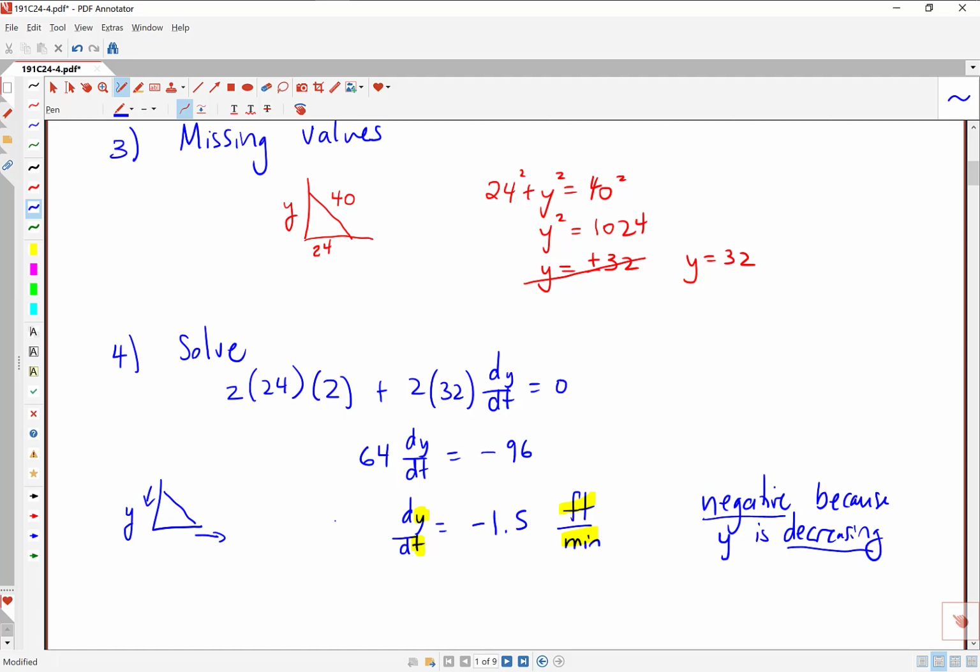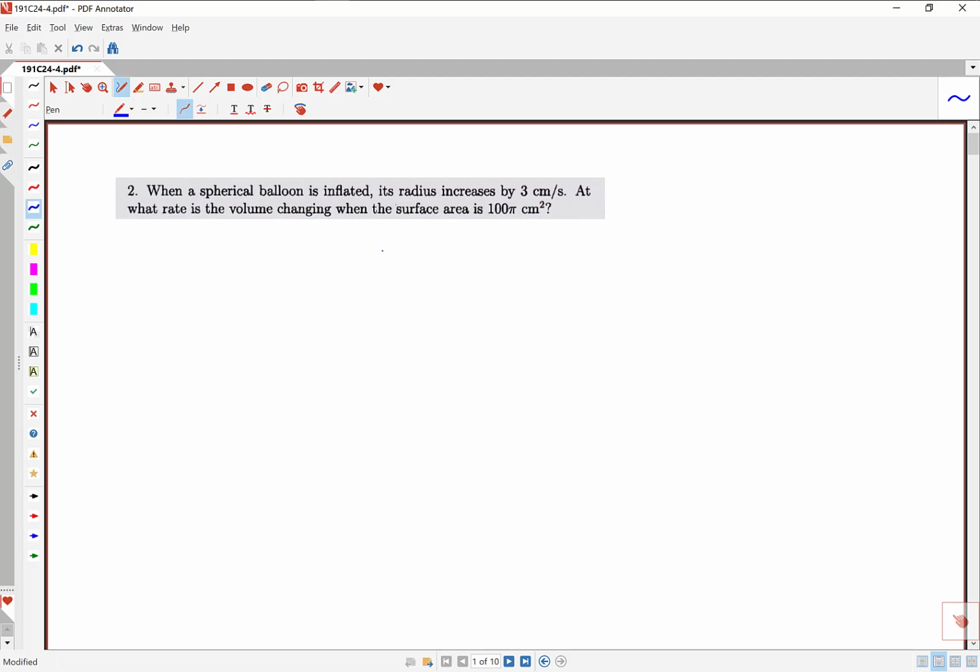The idea is that if you know the rate at which one variable is changing and you've got your variables related by an equation, then you can figure out the rate at which another variable is changing, hence the name related rates. So problem 2, when a spherical balloon is inflated, its radius increases by 3 centimeters per second. At what rate is the volume changing when the surface area is 100 pi centimeters squared?